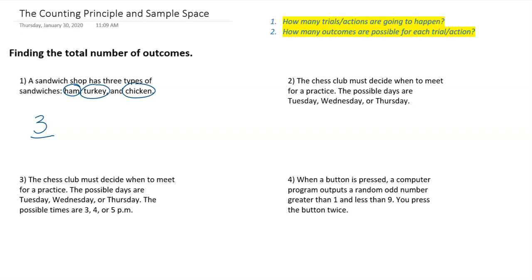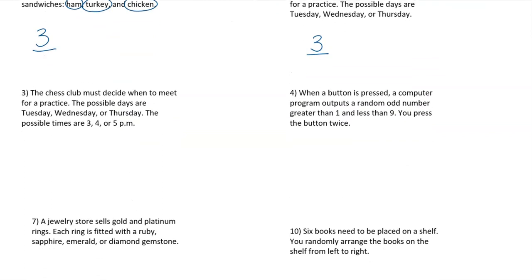That's pretty basic, right? Number 2, the chess club decides when to meet. The possible days are Tuesday, Wednesday, or Thursday. So they're going to make one decision, and that's what day to meet, and there are 3 possible days to choose from. Now, when more things start happening, this gets a little bit more involved.